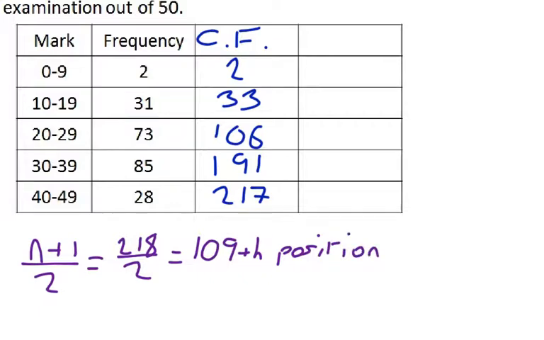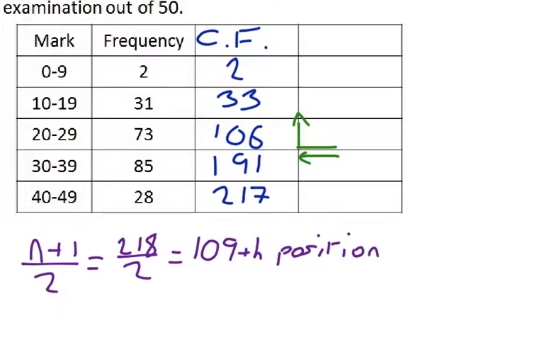The 109th position is, if we look down the cumulative frequency, the first 106 are above this point, so the 109th is going to be a little bit into this group here. So it's going to be in the 30 to 39 group. The best way to find a good number value for the median for group data is to use a cumulative frequency graph. But from here we can say that it is in the 30 to 39 group.